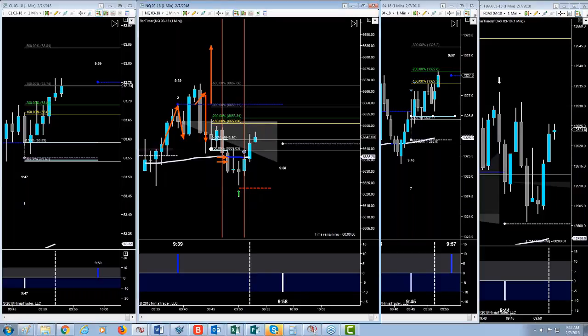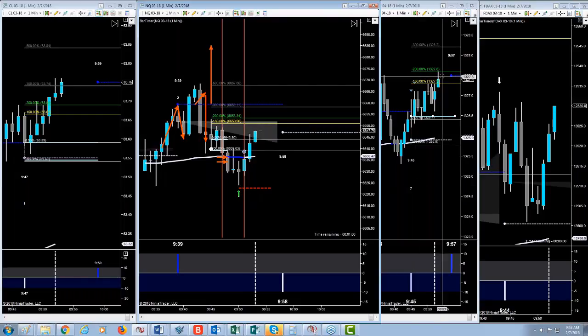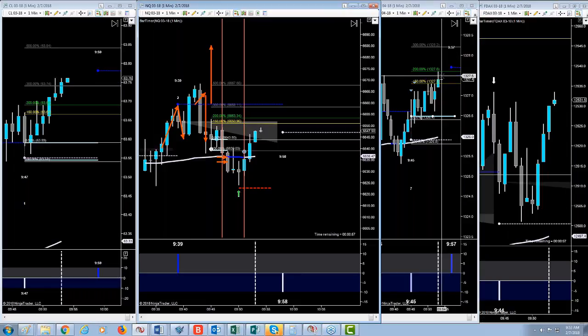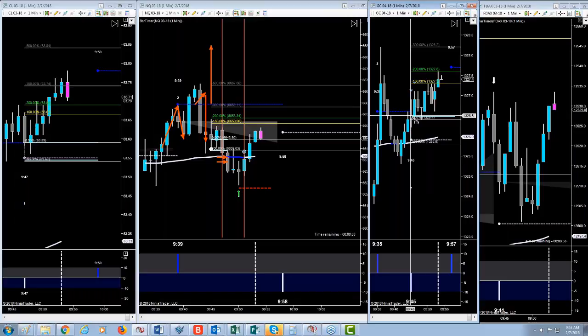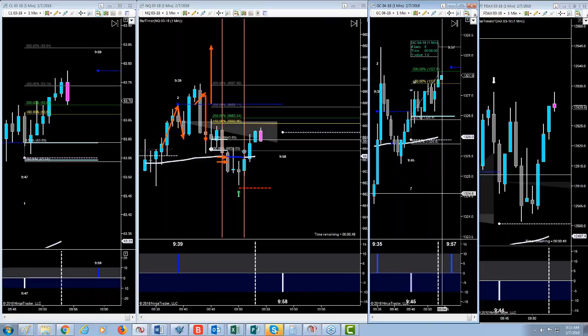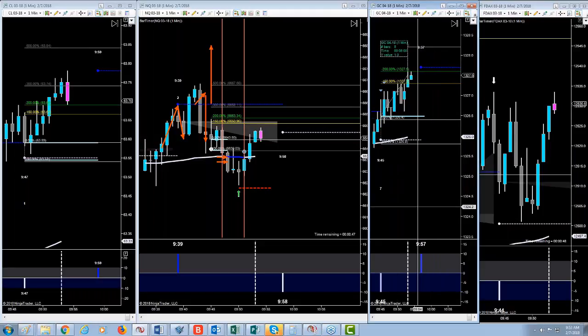Kind of in a weird area right now. Okay, gold, you hit your target. Once you touch your target, I move my stop 1 tick away from it. So as of right now in gold, you are out. Bazinga. So from here to here, 10 ticks on gold. You're done. Everybody out of the water.